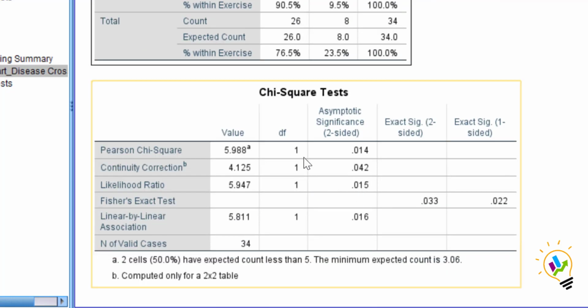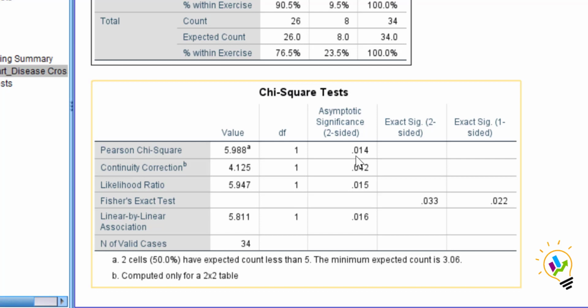If you see the chi-square test value, the Pearson chi-square asymptotic significance value is 0.014, which is less than 0.05. We already stated the null hypothesis: there is no significant difference for exercise to heart disease. And here the significance value is 0.014, which is less than 0.05. So we are rejecting the null hypothesis. It means there is a relationship between exercise and heart disease.